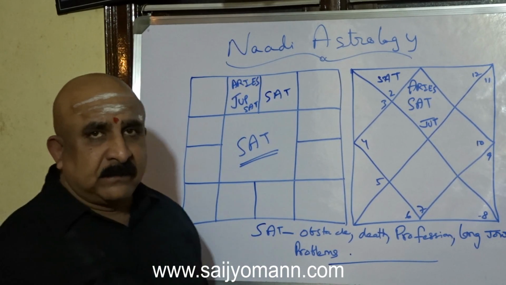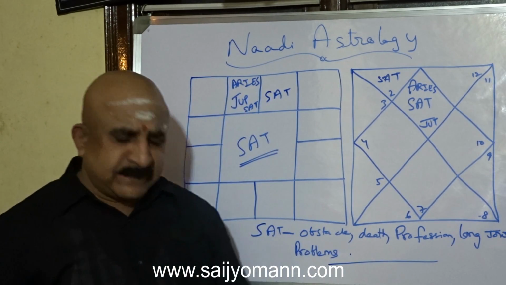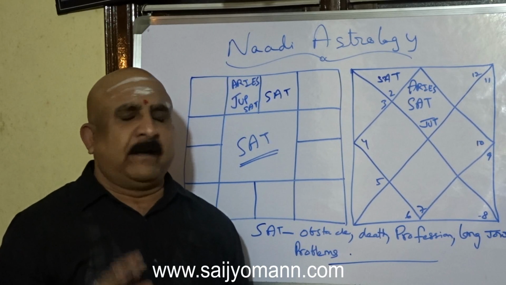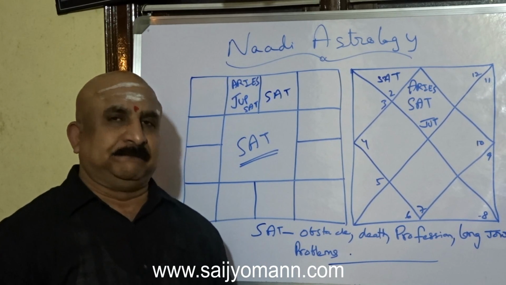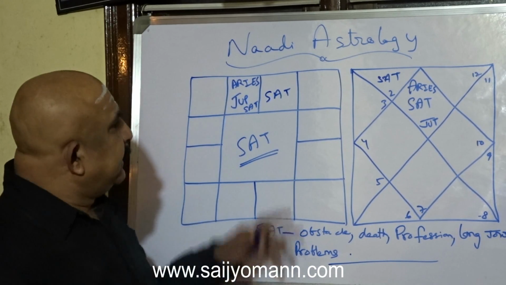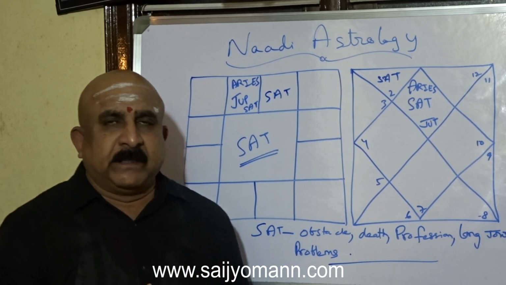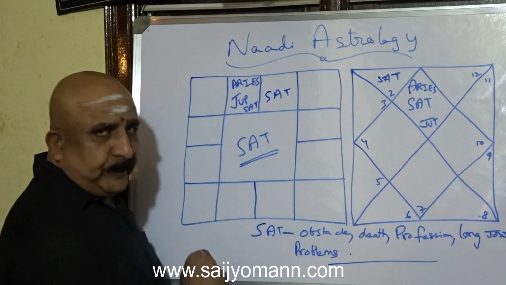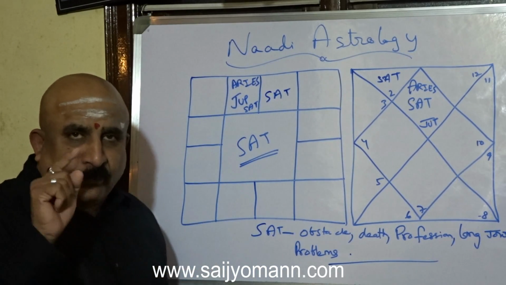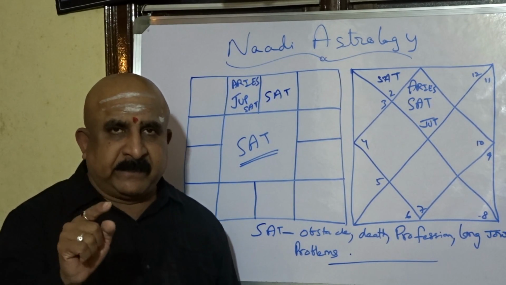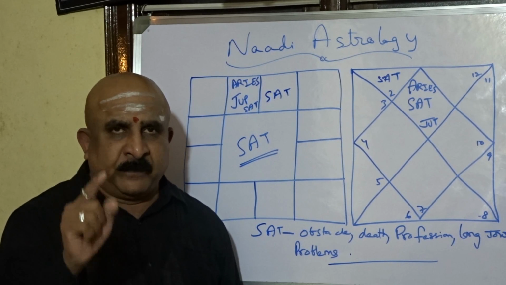Okay? Clear? So Saturn in the second house. What is the second house? Kutumbasthana. Saturn in the second house, Saturn with Jupiter, will let the native, he or she, marry a known person.